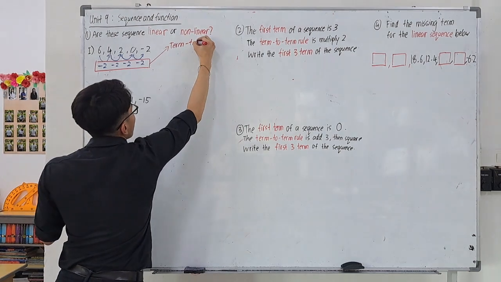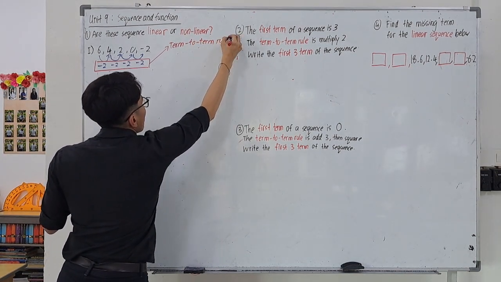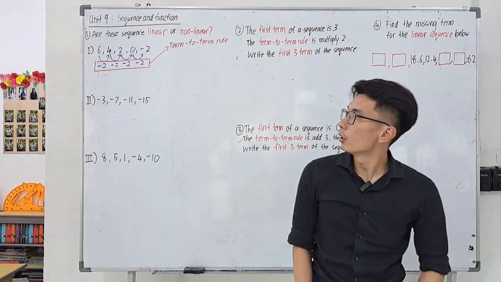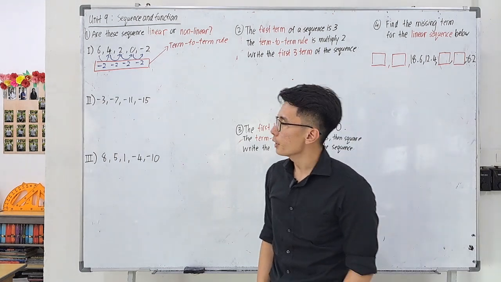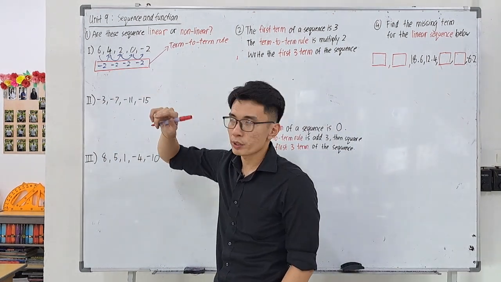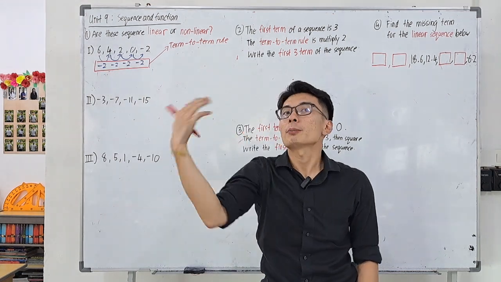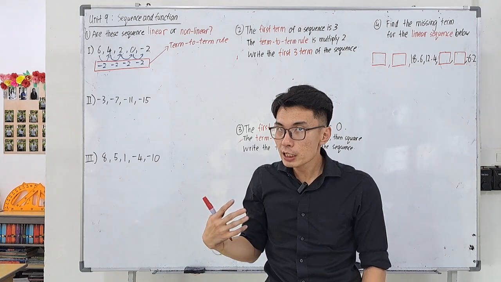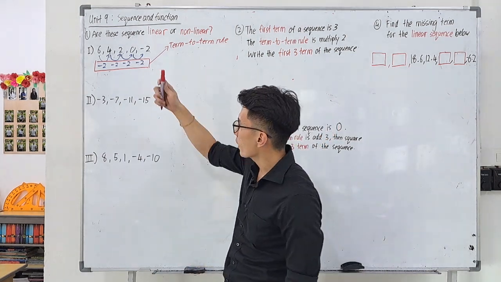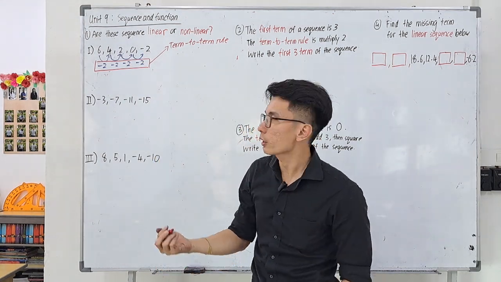This group of numbers over here, we call the term-to-term rule. If you notice in this sequence, they are subtracting the same number over here. Because of that, we can say that this sequence is actually a linear sequence.